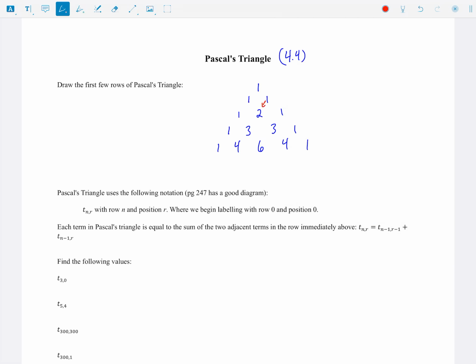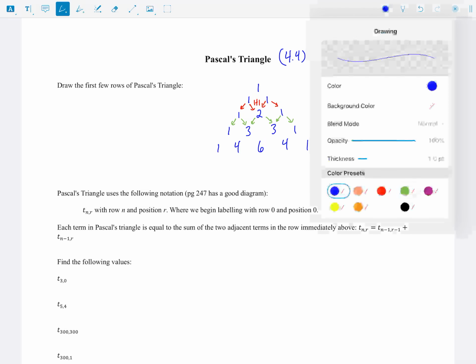So 1 plus 1 is 2. Here you only have one that heads that way, or here you only have one that heads that way. For the next row, 1 goes this way. Then 3 is the sum of 1 plus 2. This 3 is the sum of 1 plus 2, or 2 plus 1. And then going this way, we have a 1. So try and fill in the last row there.